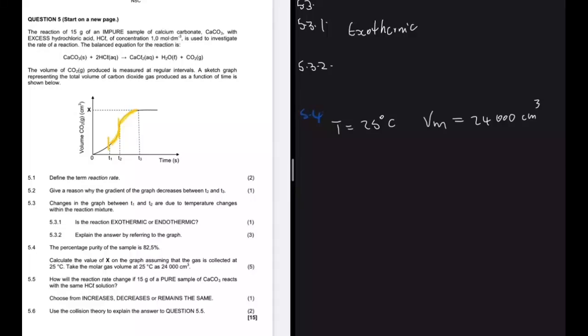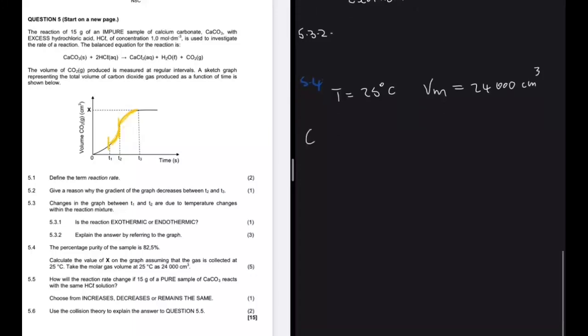You can see that at X, that's where the graph starts flattening out, right? So what does the graph flattening out tell us? It tells us that at X, the reaction is complete, right? But then we have CaCO3, calcium carbonate, plus 2 HCl, right? We know that the HCl is in excess, so the reaction will complete when the calcium carbonate is depleted.